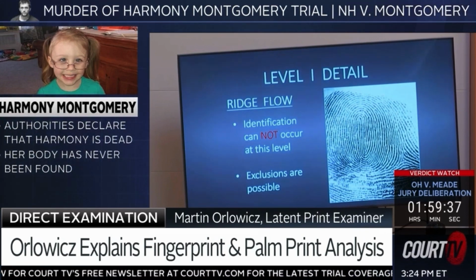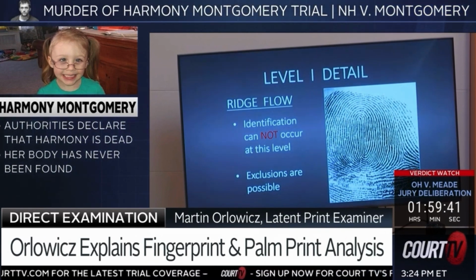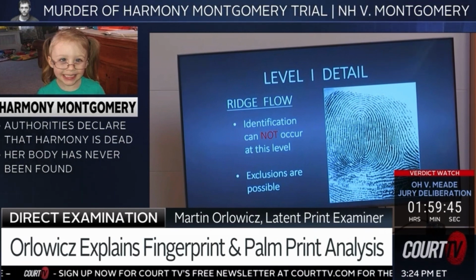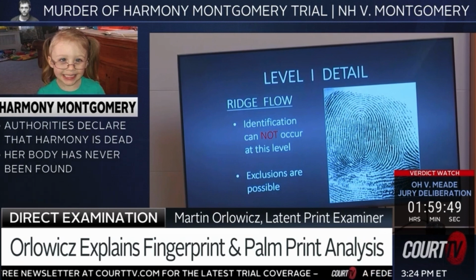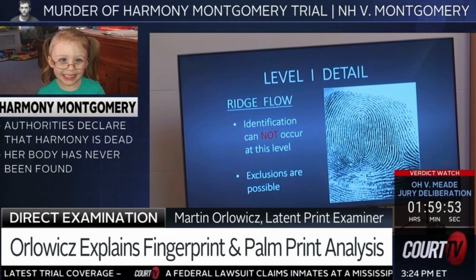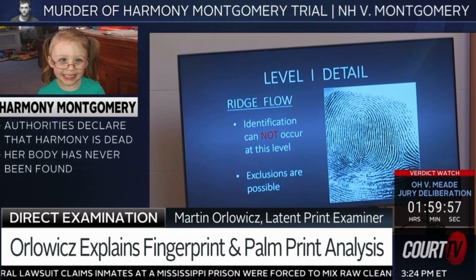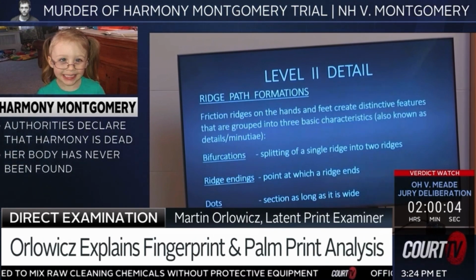Because all I'm assessing with level 1 is the ridge flow, I would not make an identification just based off of that ridge flow. Lots of people in the population share pattern types. So a lot of people have whorls, a lot of people have loops, a lot of people have arches. That's a macroscopic detail. But the microscopic detail, the level 2 and 3, is where I can begin to make an identification. So let's discuss level 2 detail.